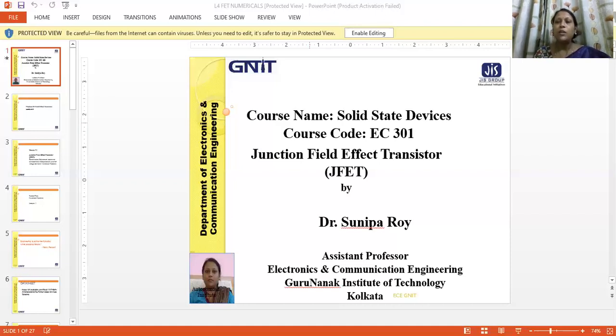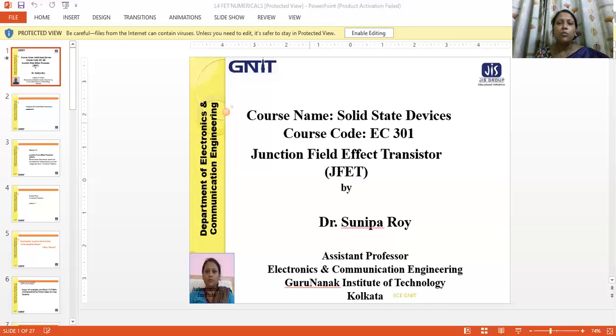So moving to the next slide, this is the Darlington connection. This type of connection is called Darlington connection. This is an example using BJT. FET can also be connected in this way. Collectors are shorted and one emitter is connected to the other base.